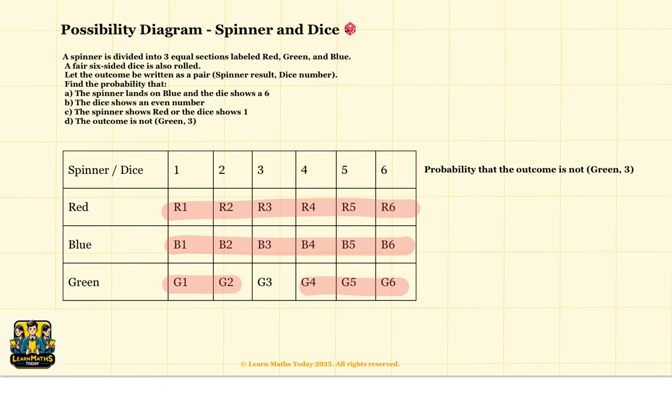Another way is to use the complement rule. Remember, the complement rule says that the probability of an event A is equal to 1 minus the probability of the event not A. So we know that the possible outcome for green 3 is only 1. That means the probability of the outcome being green 3 is 1 over 18. Using the complement rule, we can compute that the probability that the outcome is not green 3 will be equal to 1 minus 1 over 18, which gives us 17 over 18.